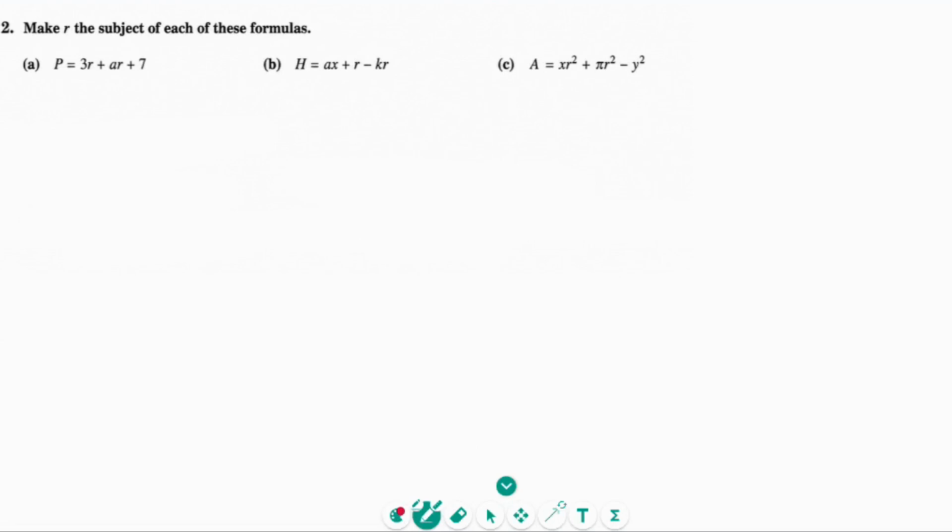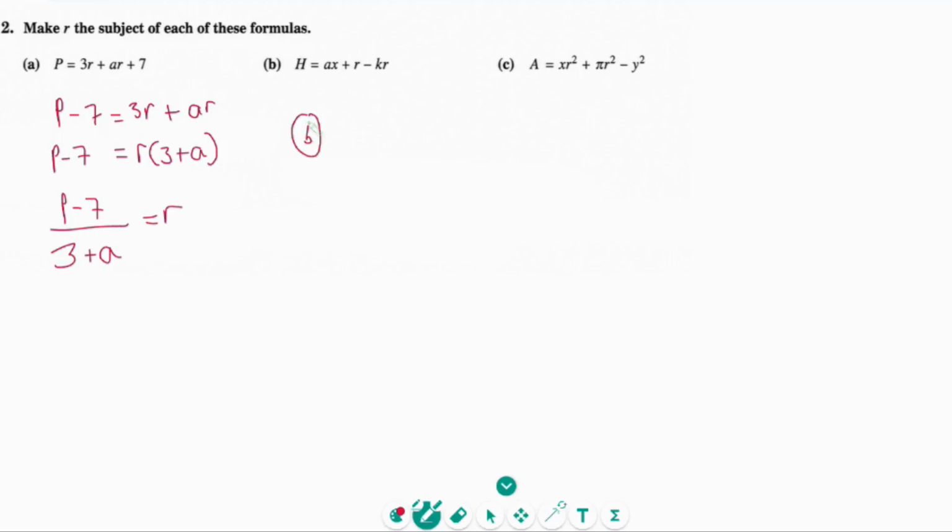Okay, question 2. Right, so we're making r the subject here, so let's just get rid of this 7 first by taking it off both sides. Factorise. And divide both sides by 3 plus a.